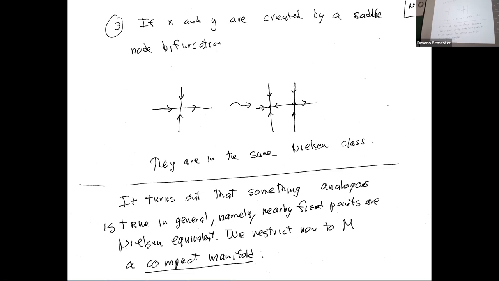And here is an example where you have points in the same Nielsen class. Here's a baby example. Once again, we do a saddle node, and then for this point and this point, there's an arc between them, and the image is that. So they're in the same Nielsen class. This shows you have the sink and saddle, you compress them, do a saddle node and make them disappear. They're in the same Nielsen class, so they're like antiparticles and they can disappear.